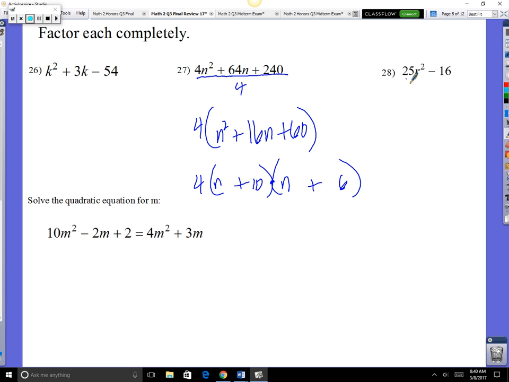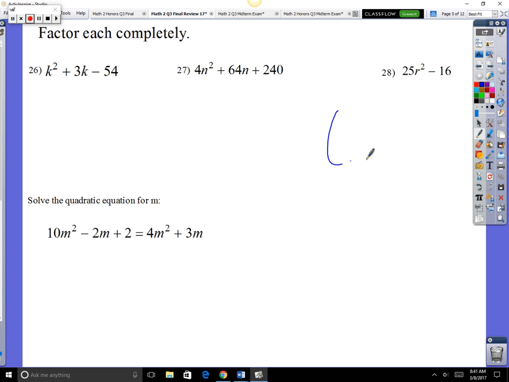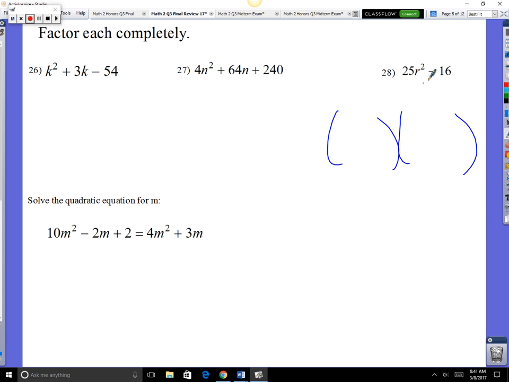And the last one, this one's a special case. These are both perfect squares. So it's not going to be too bad. If it's a special case, we are going to factor this 25r squared. They get that by 5r times 5r, and a minus 16 they get by 4 and a minus 4. So one's positive, one's negative.